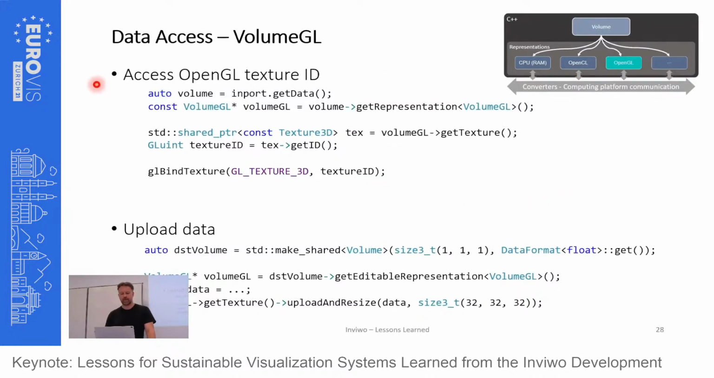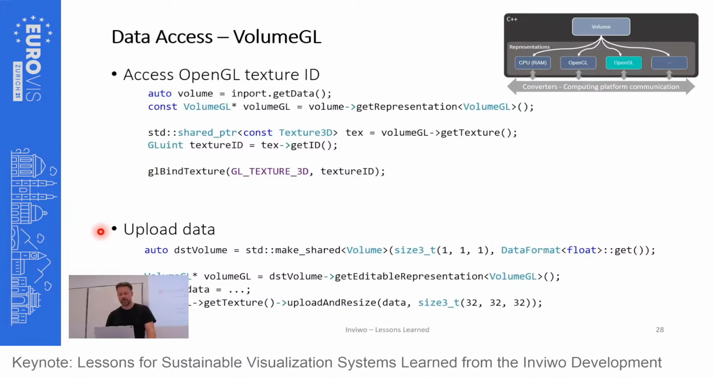So here's just a quick example how you can deal with such a representation. For instance, here we want to have a texture ID for an OpenGL volume. Then we have our volume here. We get it from the inport of a certain processor we are in currently. Then we define the volume GL, and we say, okay, give us this representation of type volume GL. And then what we can do is get the texture. Now we know this is a volume GL, so we can get the texture, write it into tex, get the texture ID, and then we can communicate directly with OpenGL to provide this texture ID.